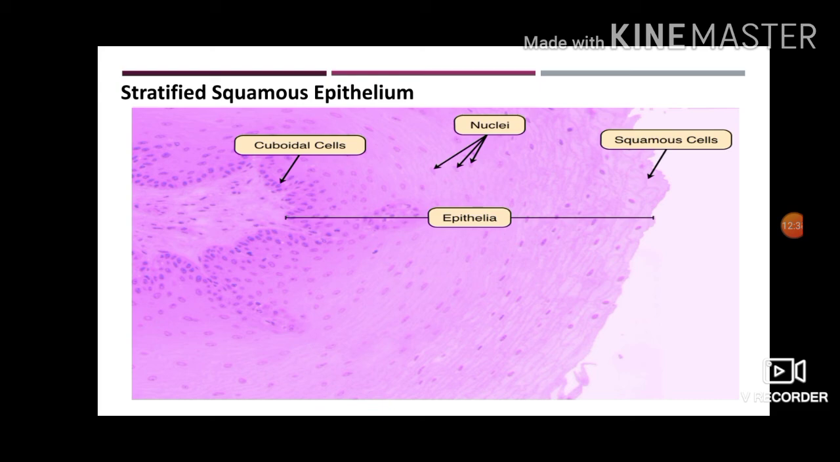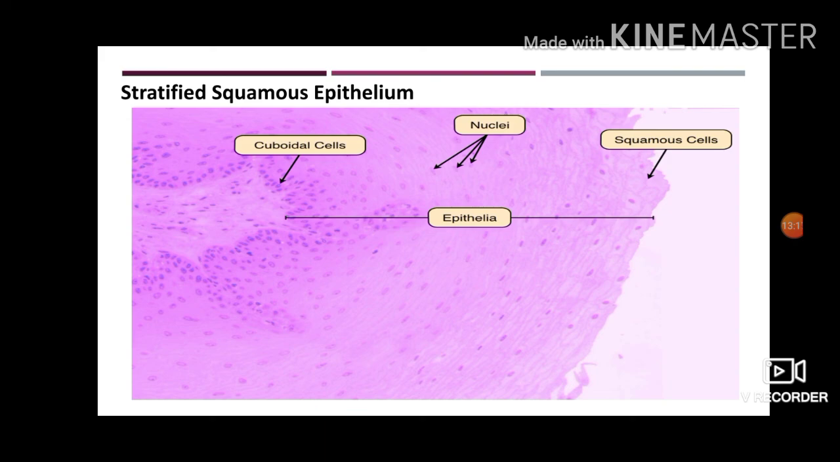Now what is the main function and what is the location of this tissue, dear students? They are generally found in the skin. Yes, dear students, the skin of our body, the skin of human beings. Now what is the function? This epithelium provides protection against mechanical stress, or we can say physical stress. As the skin is the outer covering of our body, this epithelium helps protect our skin from further damage, and protects our internal organs also.